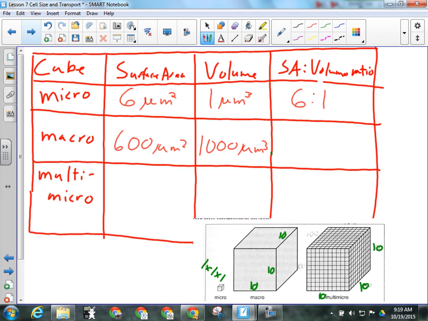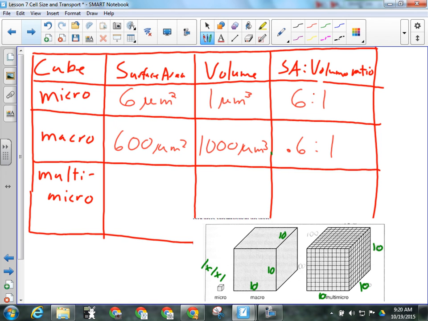What's our ratio? 600 to 1,000, or let's reduce that down. It's 0.6 to 1. Does that seem like it would be very good? We have comparatively little surface area to large volume. Quite a bit more volume.